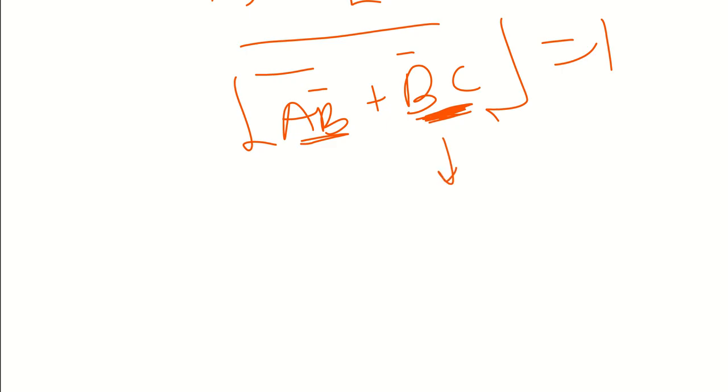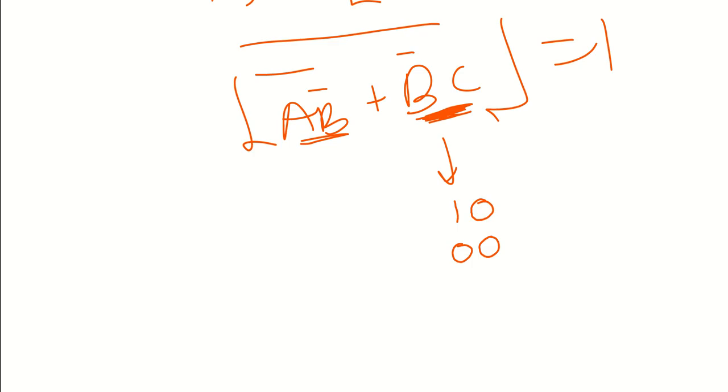So if you want to get a 0 here, it means that you always have to make sure that when B is 1, C will be 0. Okay, and when B is 0, C would also be 0. So that in both of the cases we always get 0 for this side.